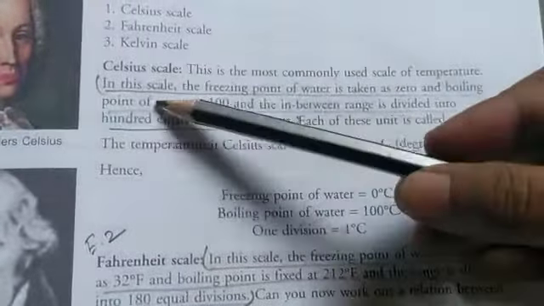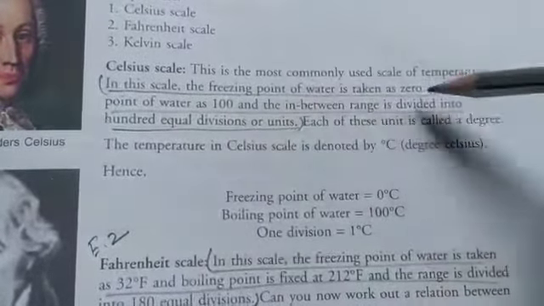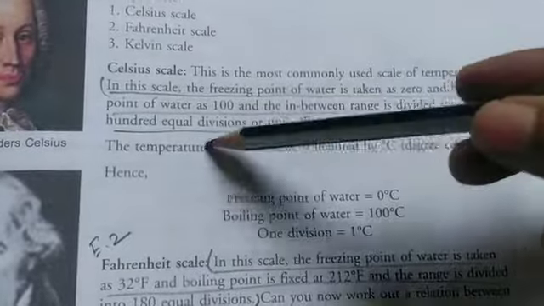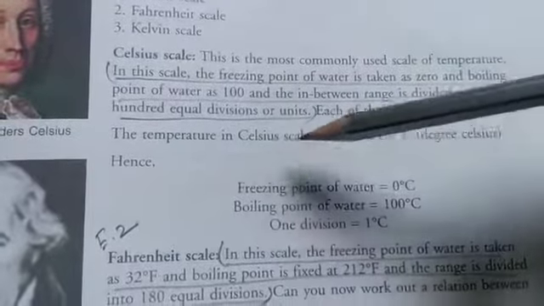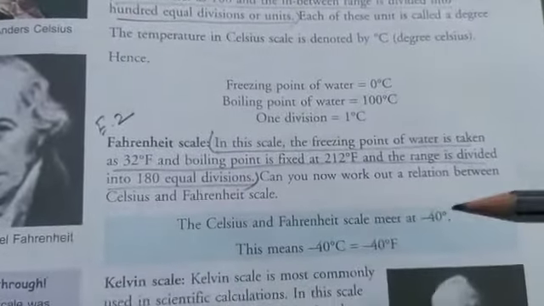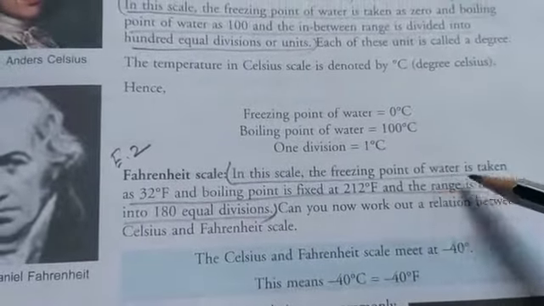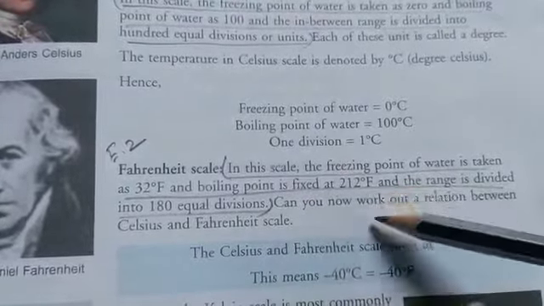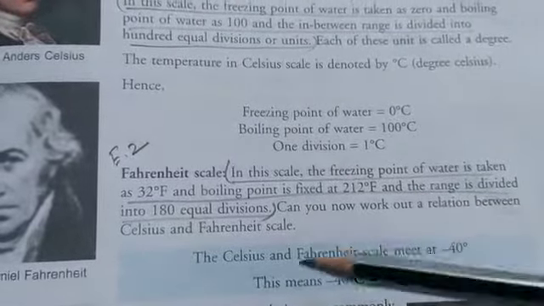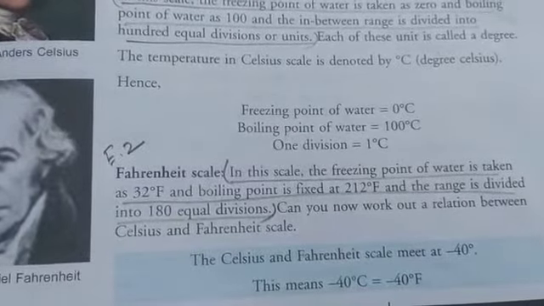In Celsius scale, the freezing point of water is taken as 0 and boiling point is 100, and in between the range is divided into 100 equal division or units. In Fahrenheit scale, the freezing point of water is taken as 32 degree Fahrenheit and boiling point is fixed at 212 degree Fahrenheit, and the range is divided into 180 equal division.